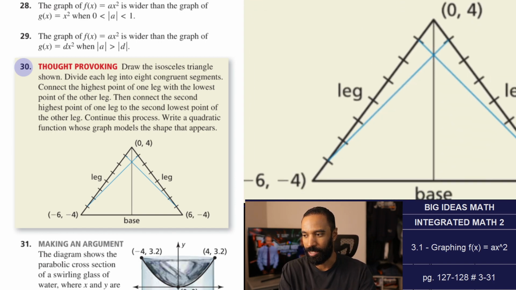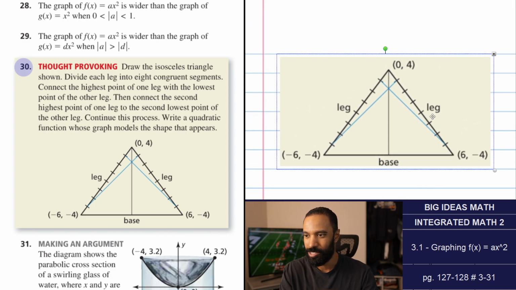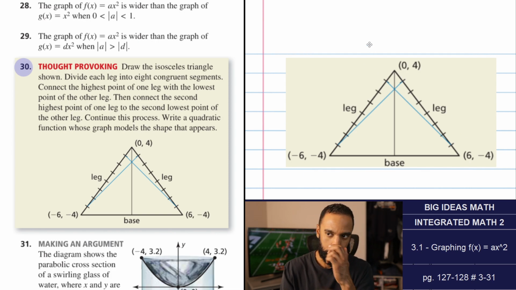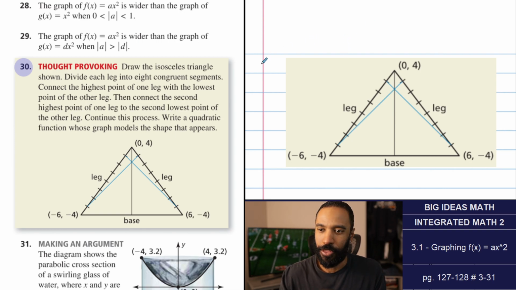Hey, look at that. So they started off the process. I wonder who made up this problem. It's an interesting problem. Okay. So this is number 30.